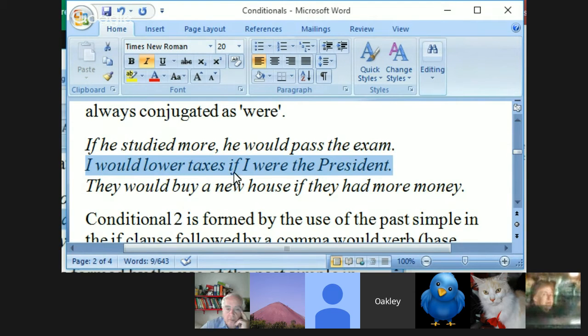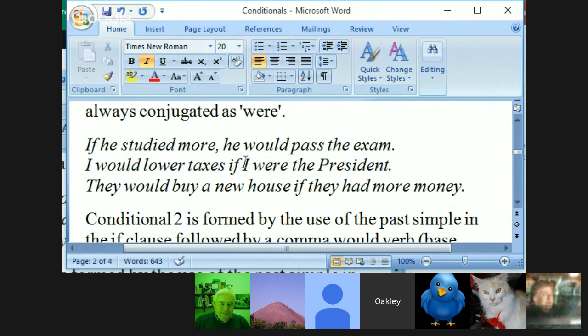Notice the second example. I would lower taxes if I were the president. Of course, not I was the president, or I am the president. Obviously, this is a little bit of a strange subject-verb conjugation, but here's the verb to be. It's always going to be were.